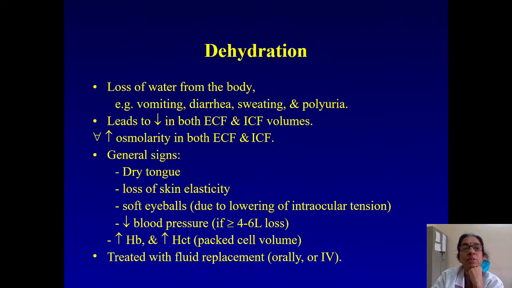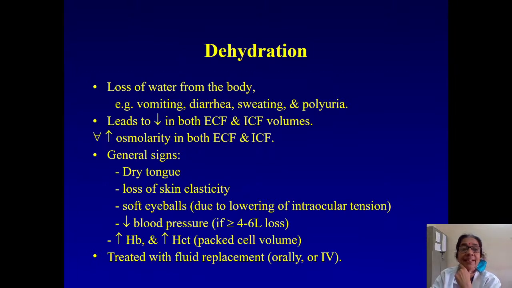What is dehydration? Loss of water from the body. Examples: vomiting, diarrhea, sweating, polyuria. In diabetes, a lot of urine is lost, polyuria. So this will decrease both your ECF and ICF volumes, because all these volumes are always in constant motion. So ECF and ICF volumes are reduced. When these are reduced, the osmolarity of the ions will increase. So ECF and ICF osmolarity will increase.